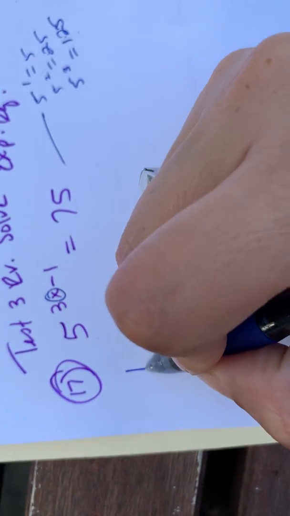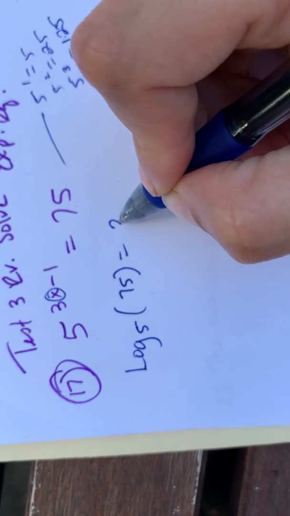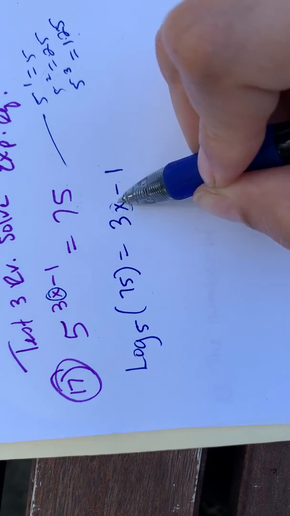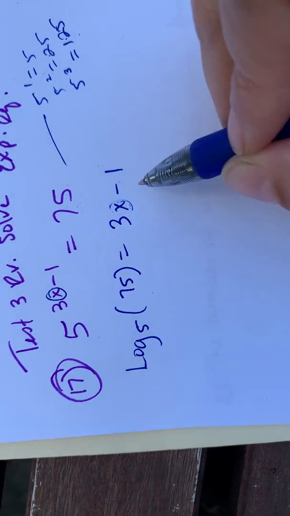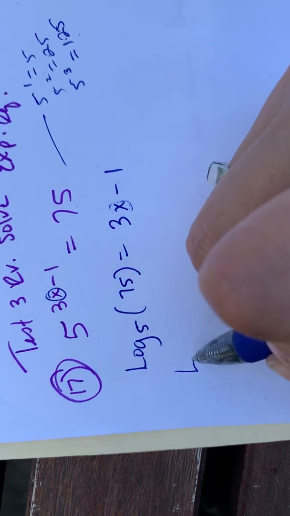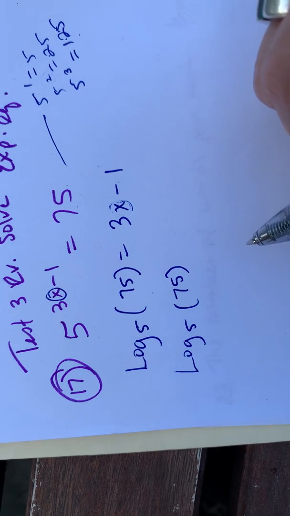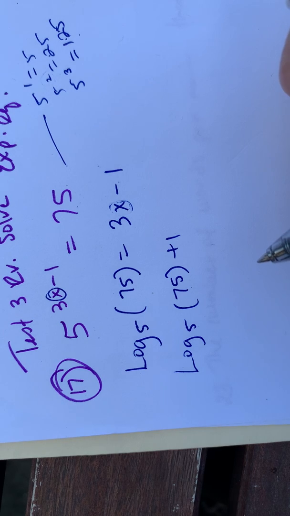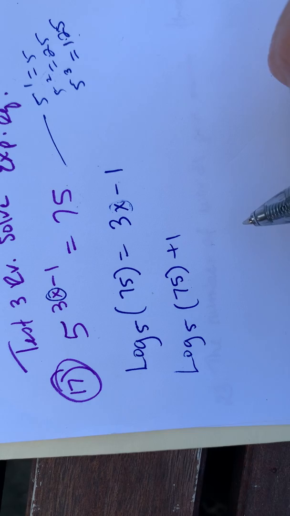And so I could write it as log base 5 of 75 is equal to my exponent 3x minus 1. This is perfect because now I can easily access my x by just using my linear equation rules. Add 1 to both sides. It is very tempting to add a 1 to the 75, but that is a huge no-no. We cannot add it to 75. Remember, log base 5 of 75 is some number. And so you can't just say, oh, that's the same as 75 plus 1. That's not correct. So don't do it.